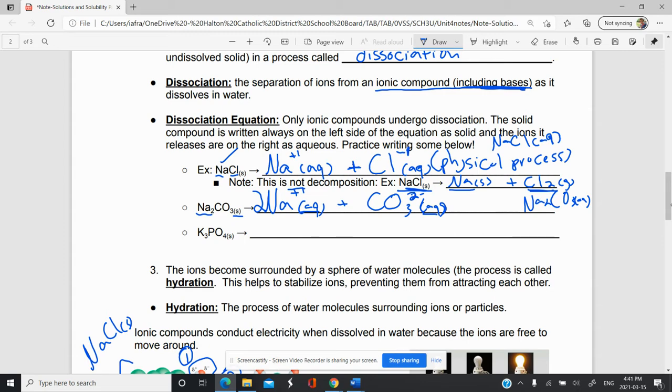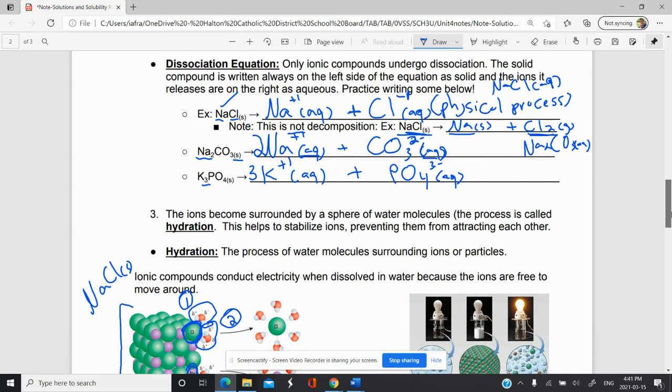So potassium is K+1, and that's aq. And then phosphate is PO4 3-. That's from the polyatomic ion table, and that's aq as well. And if you want to balance, you have 3 potassiums there, so that's 3 like that. And that's a dissociation equation for the potassium phosphate compound being dissolved.